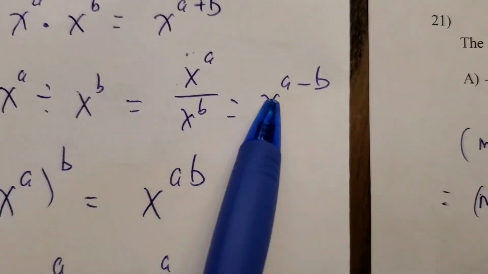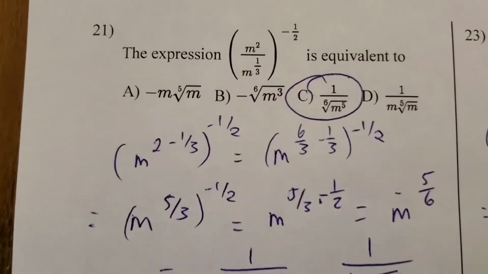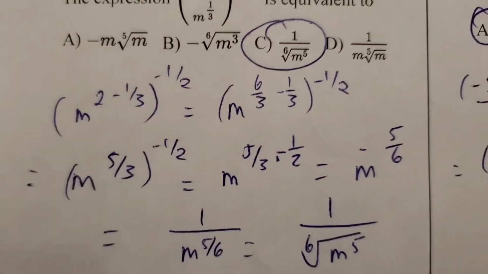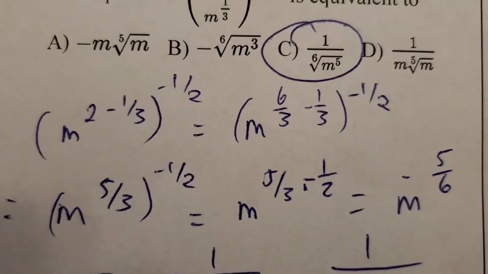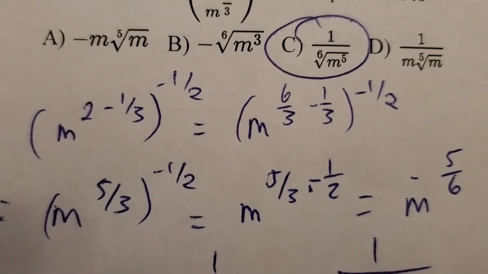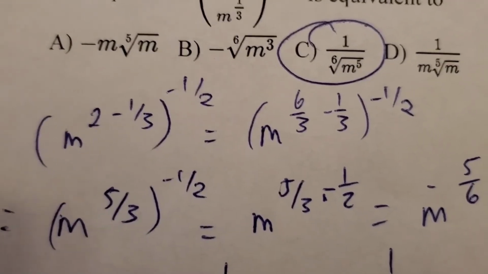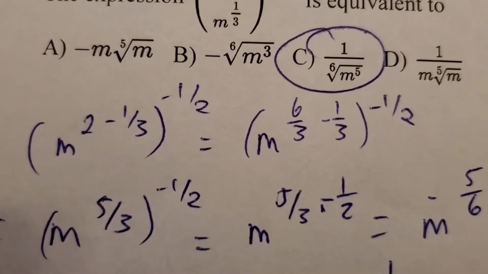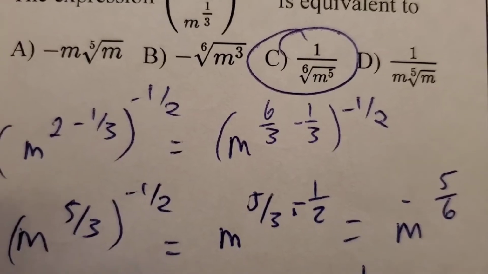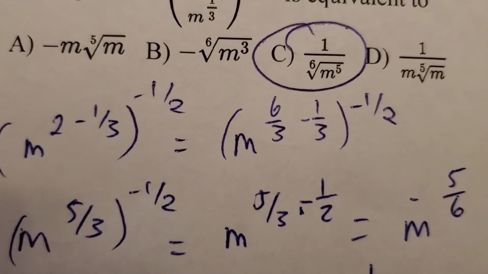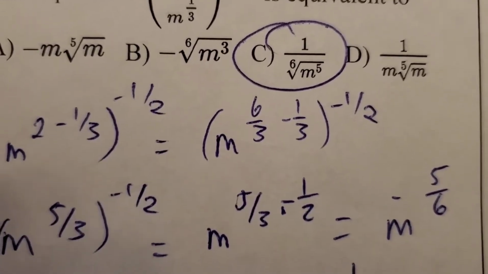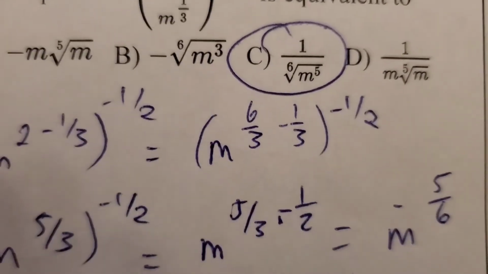So what do we do? We subtract the exponents. So you're going to have to do m to the power of 2 minus 1/3. Well, 2 minus 1/3, you should know how to do that. But think of it as 2 over 1 minus 1 over 3. You got to have common denominators of 3. So we got to multiply 2 over 1 times 3 over 3, and we get 6 over 3. So it becomes m to the 6 over 3 minus 1 over 3. And that whole thing is still being raised to that negative 1/2 power.